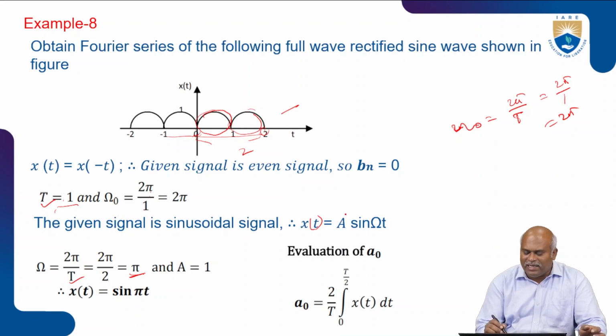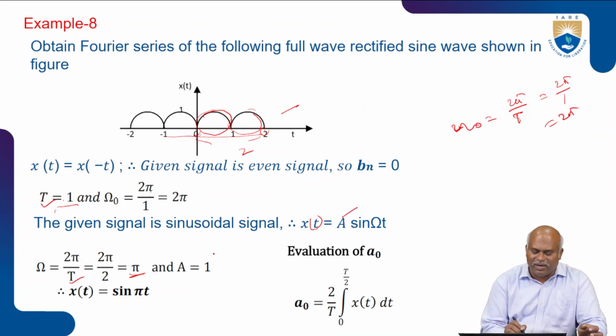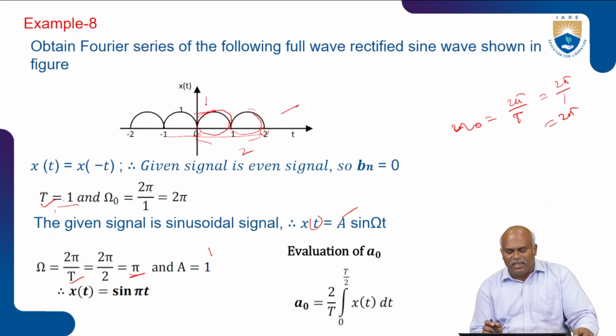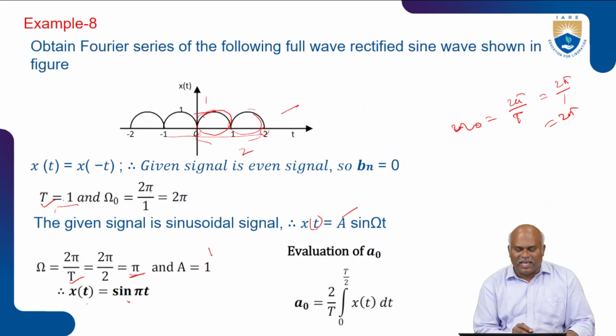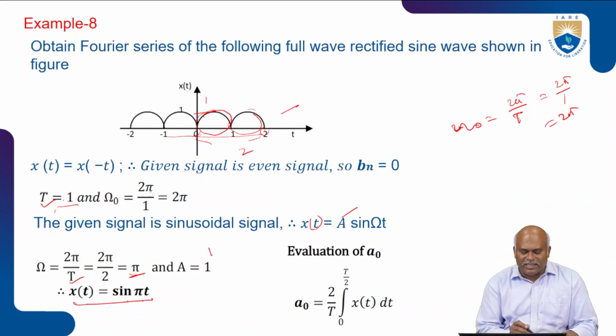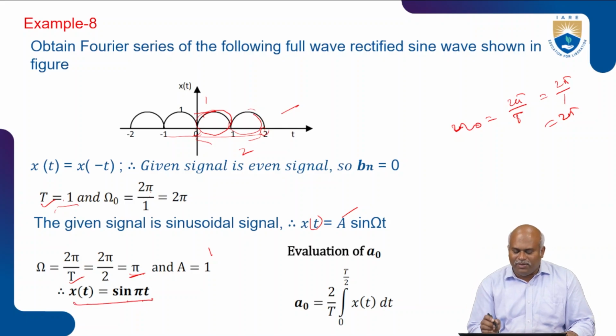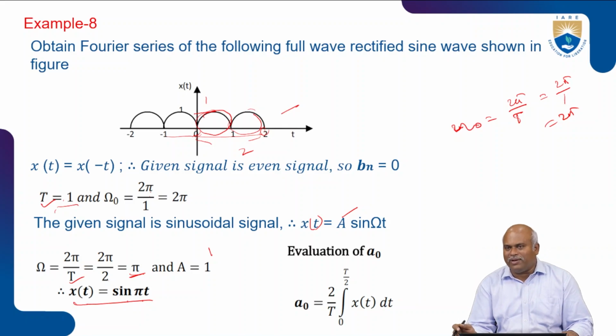Now I consider A, the amplitude, equal to 1. Finally I wrote x of t equal to sin pi t. Now we should evaluate the trigonometric Fourier series coefficients a0, an and bn.